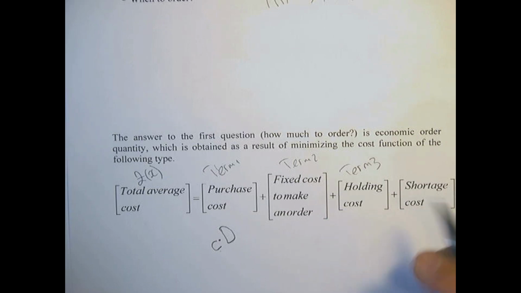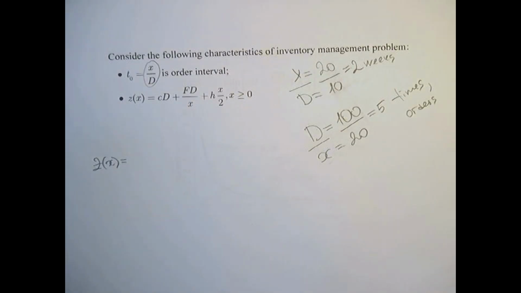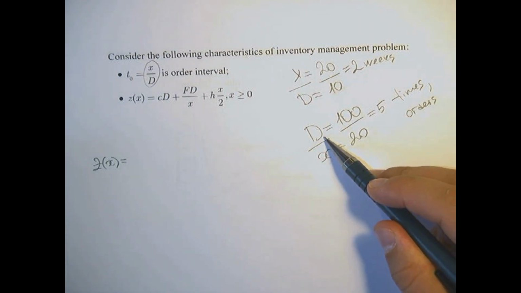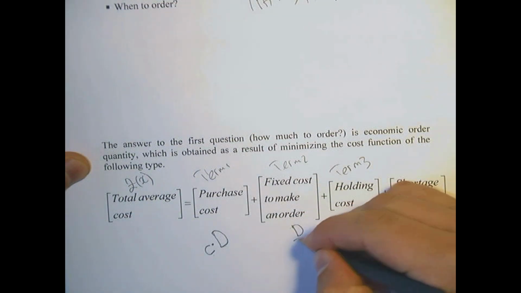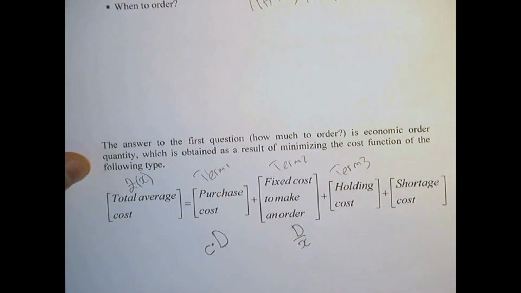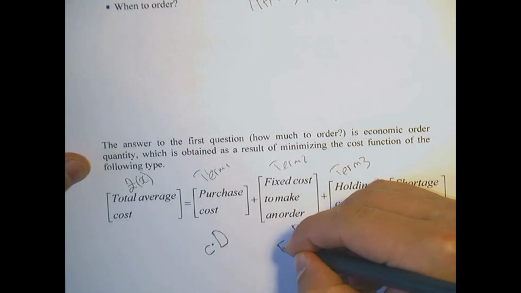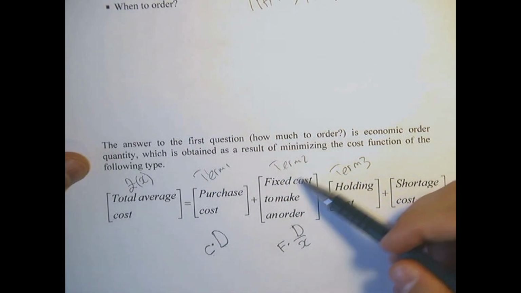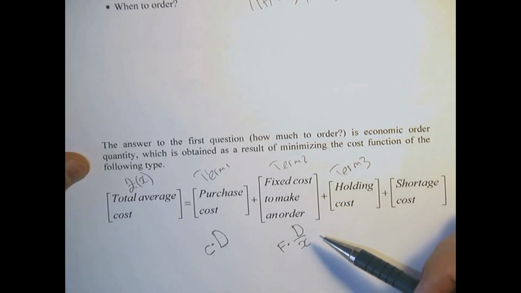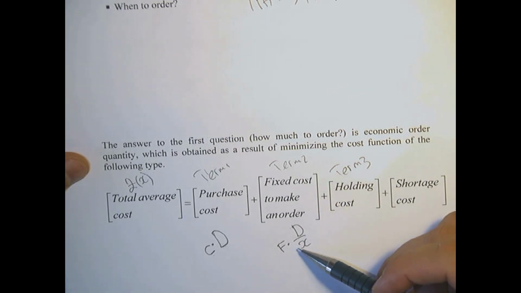The next term is the fixed cost to make an order. Previously we discussed how many orders we make per time period: the formula is d over x. So we make d over x orders per time period, and for each order we pay a bonus to our purchase manager, which is f. As a result, term number 2, the fixed cost to make an order per time period, is f times d over x.